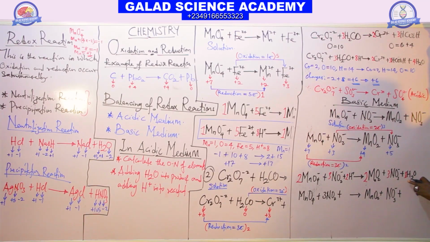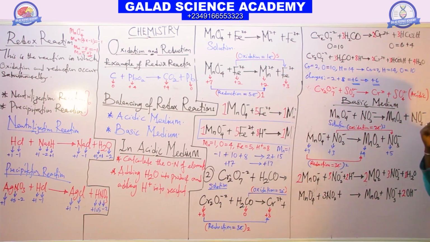The one that we have here is water. You now multiply this one by 2 to give you 2. Change this water, H2O, to hydroxy.